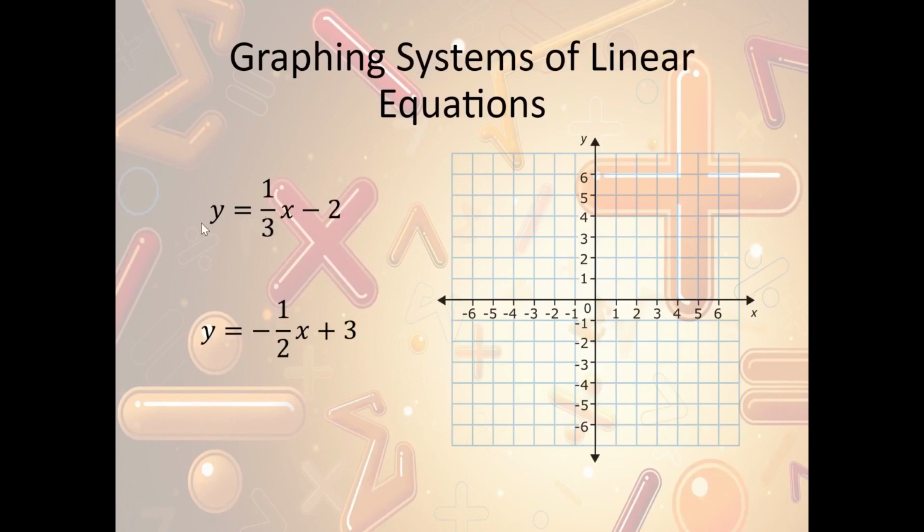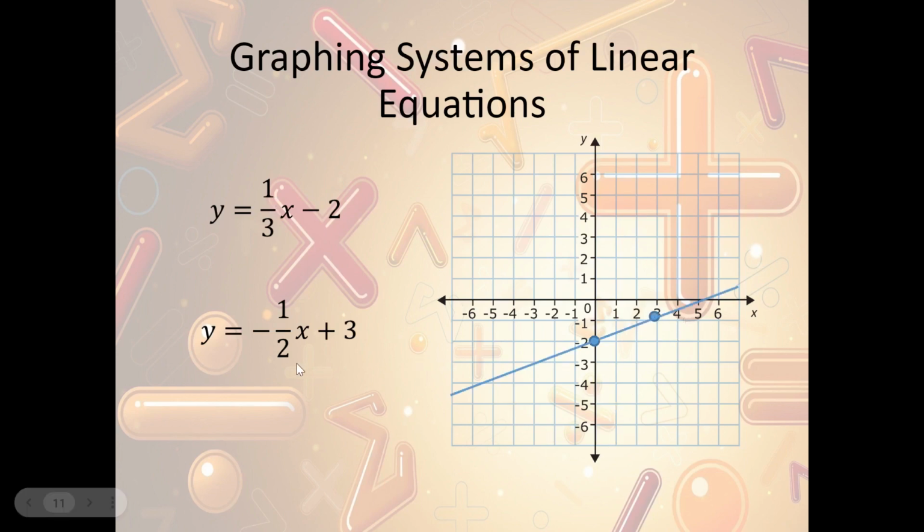So on the first one, we'll go ahead and graph this. So we're going to plot our y-intercept, which is -2. So we're going to go down 2 and plot our point. And the slope is 1/3. So we're going to go up 1, to the right 3, plot our point, and connect the dots. So just like we did earlier, that's the same thing we're going to do now.